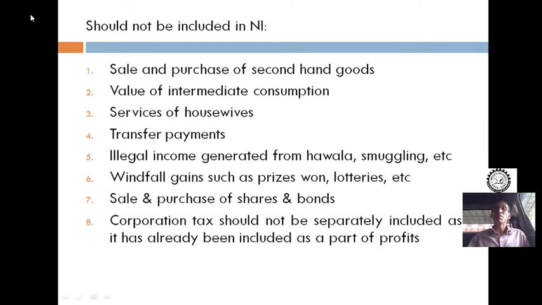The sale and purchase of shares and bonds also simply transfer the ownership from one person to another. Therefore, they are also excluded. Last, corporation tax should not be separately included as it has already been included as a part of profit. Profits are included in the national income calculation. So, the corporate tax which is paid from profit is not to be separately included. Otherwise, there is also the problem of double counting.